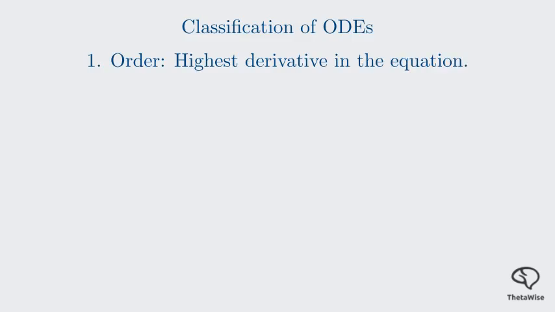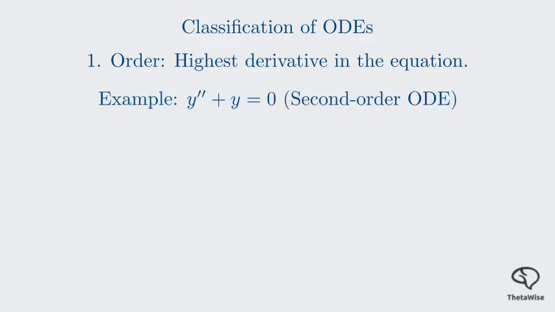Now let's talk about how we classify these equations. We classify them by their order and their linearity. The order of an ODE is the order of the highest derivative in the equation. For example, y prime equals 2x is a first-order ODE because the highest derivative is the first derivative. An equation like y double prime plus y equals 0 is a second-order ODE because it contains a second derivative.